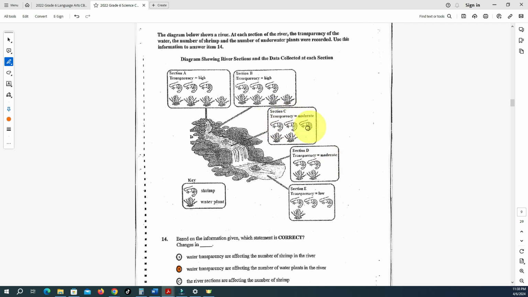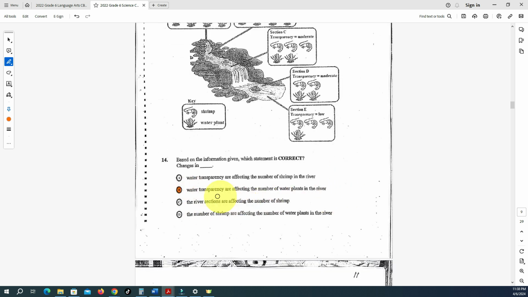Same 3 shrimps but 2 plants. Transparency still moderate, but there are 2 shrimps now, 2 plants. Now, transparency is low. It shows that three shrimps came back, but to one plant. The only thing I'm seeing that is consistent is that the plants go down when there's a drop in transparency. So that's why I chose water transparency are affecting the number of water plants in the river.